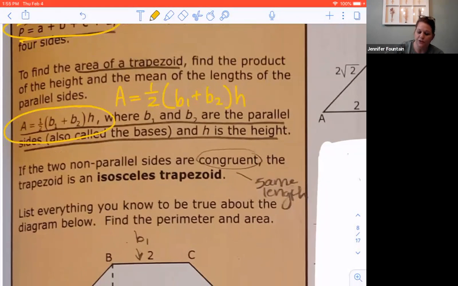And then the next thing says if two non-parallel sides are congruent, the trapezoid is an isosceles trapezoid. So my last bullet point says if two non-parallel sides of a trapezoid are congruent, and I put in parentheses the same length, so the first blank will be length, then it is an isosceles trapezoid. So isosceles is that next blank.